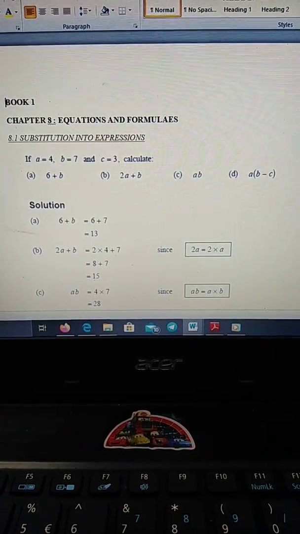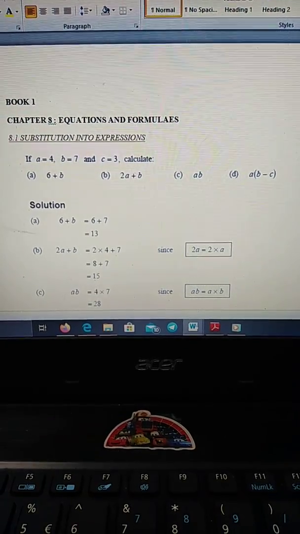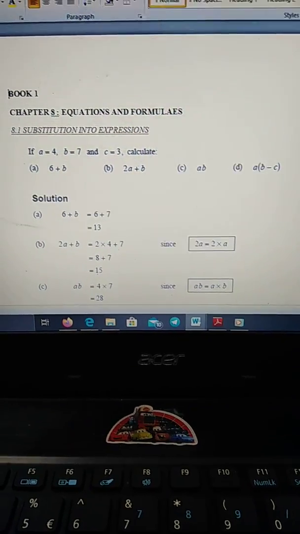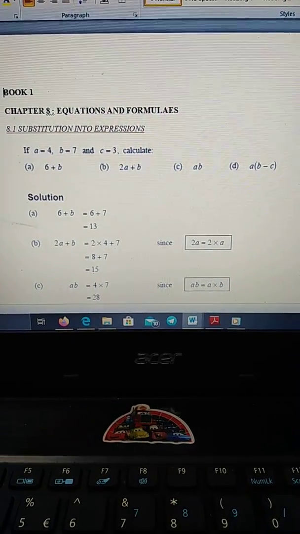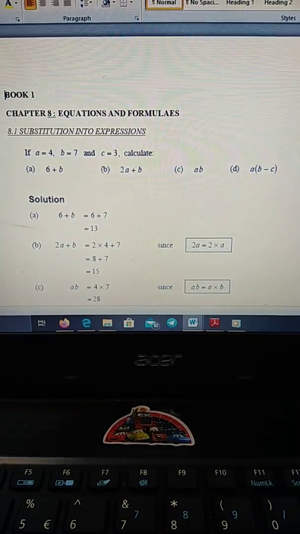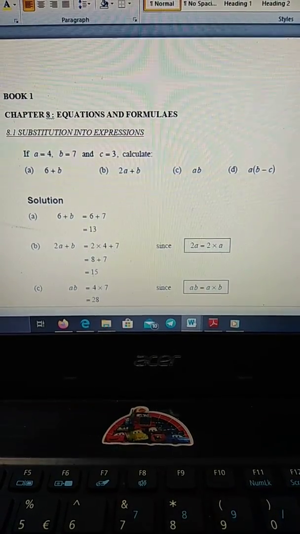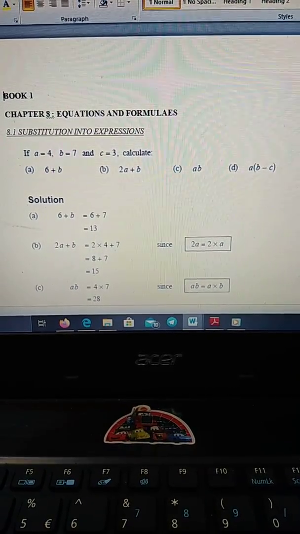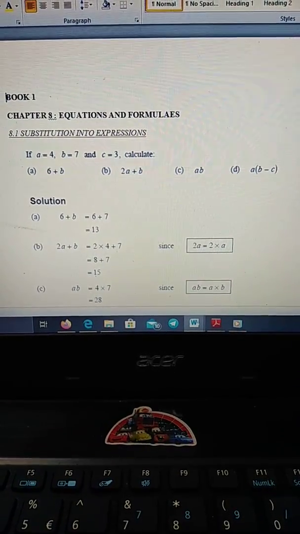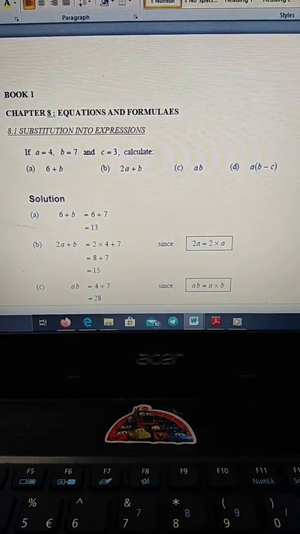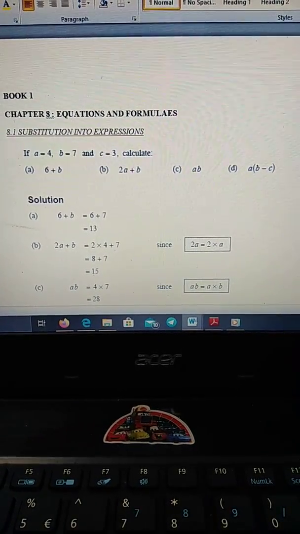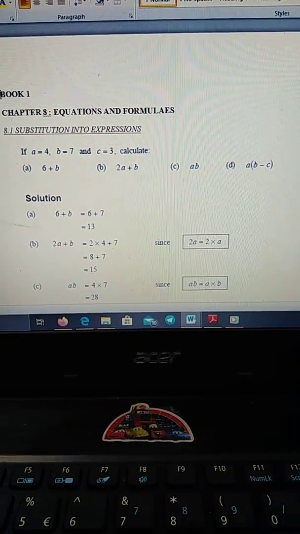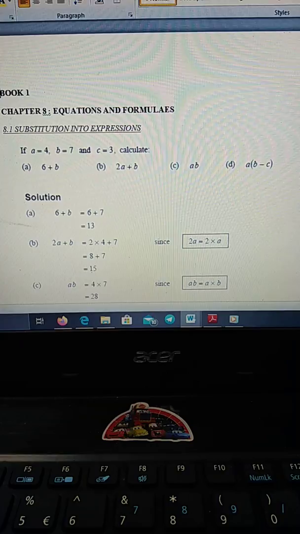Now, I've given you the first example. If you look at the materials that I've posted, if A equals 4, B equals 7, and C equals 3, calculate the first one, 6 plus B. Alright, so you just replace the B, your unknown, with the number 7. So 6 plus 7 is equal to 13.